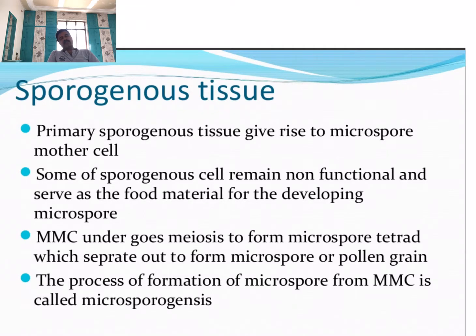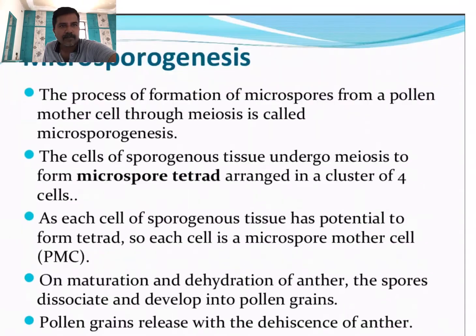The formation of pollen grains or microspores from the pollen mother cell through meiosis is called microsporogenesis. Generally, the cells of the sporogenous tissue undergo meiosis to form a microspore tetrad, arranged in a cluster of four cells.